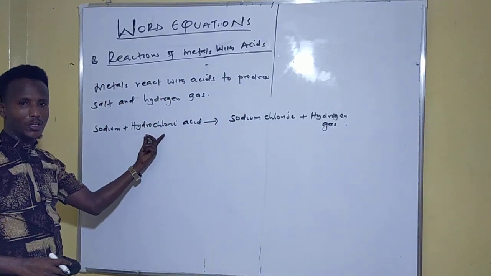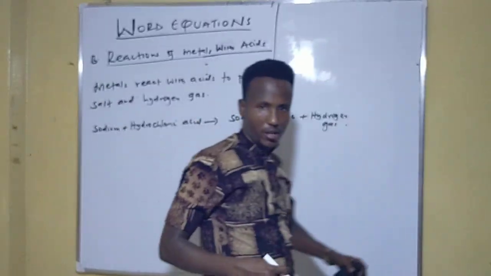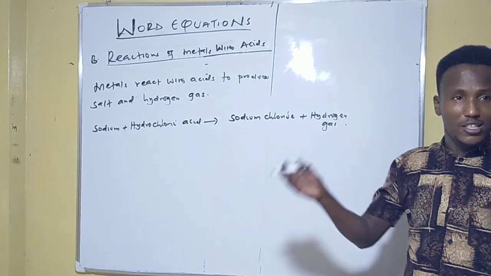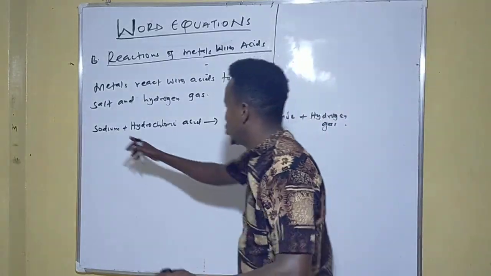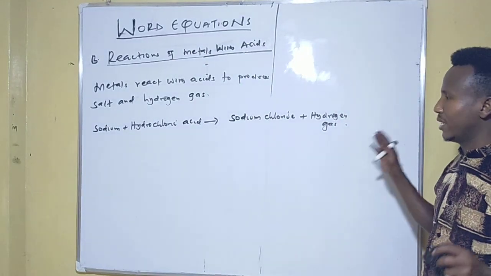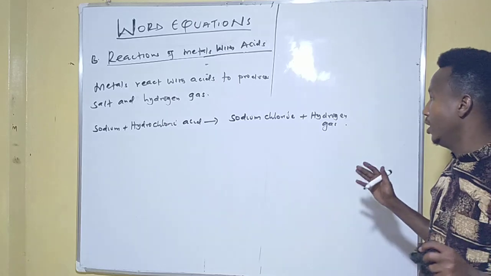So if the acid we are using is hydrochloric acid, we are going to say metal chloride, like magnesium chloride, calcium chloride, potassium chloride. Understand that. But sodium plus hydrochloric acid, the end product is sodium chloride plus hydrogen gas.